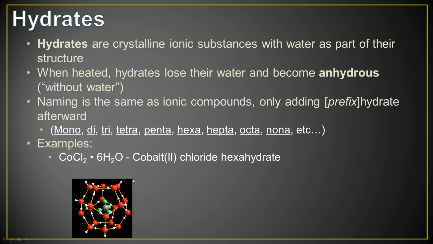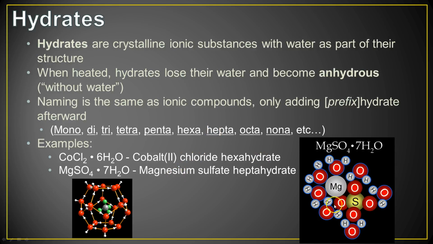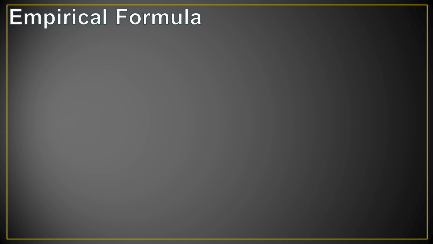So let's look at a couple examples here. We've got cobalt(II) chloride. Nothing there is new. You should be very familiar with how to name that. However, when we have 6 water molecules there, 6 is going to be hexa, so this is going to be cobalt(II) chloride hexahydrate. This one is going to be magnesium sulfate, and then we have 7 water molecules. 7 is going to be hepta, so it's magnesium sulfate heptahydrate. So you count the number of water molecules that are associated with each one of our compounds, and that tells you the name of that hydrate.